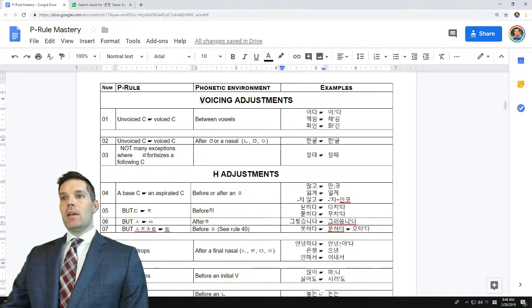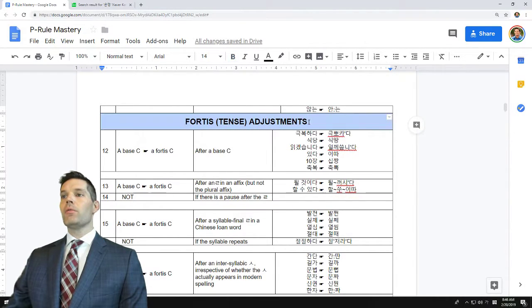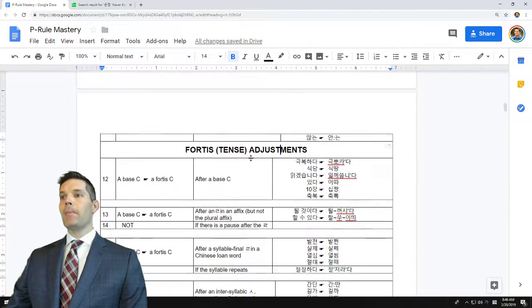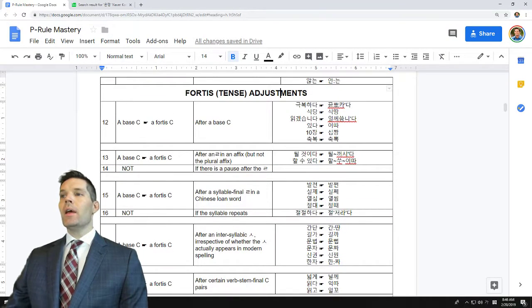We've done V for voicing adjustments, H adjustments here. Now let's head down to the fortis adjustments. And here's one last example. So 않는, right, with the long vowel, 않는 and the double N. Fortis. This one we see a lot of mistakes with. 극복하다. So this is actually 극복 with a double B. 극복하다. 식당.